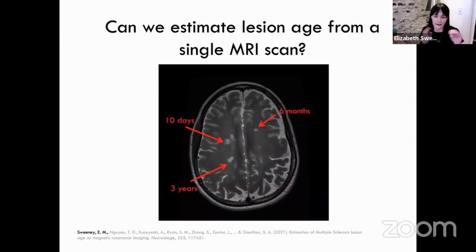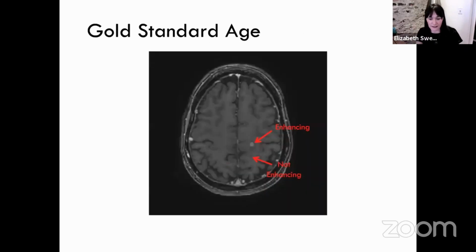So I'll start out with, I think, the harder problem. Can we estimate lesion age from a single MRI scan? So if somebody gives me an MRI scan, can I say maybe this lesion right here is 6 months old, this one over here is 10 days old, and this one is 3 years old? As Susan said before, it's really, really difficult to know the age of a multiple sclerosis lesion. Patients come to the clinic on average every year, and if a lesion forms between that time, you don't know if it's a year old or if it's just a couple days old.